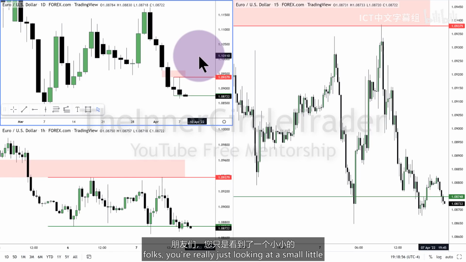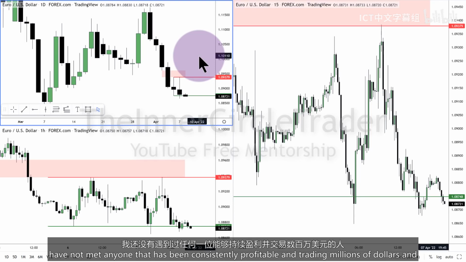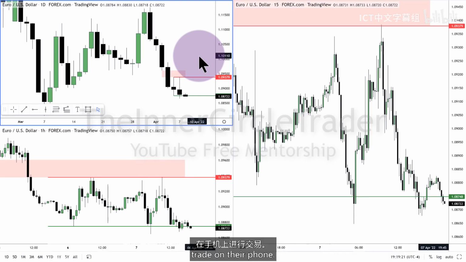If you don't do that, folks, you're really just looking at a small little perspective. If you want to have advantages, you do it with a computer screen. Okay, if you want to be handicapped, then obviously try to trade on your phone. I have not met anyone that has been consistently profitable and trading millions of dollars and they trade on their phone. It doesn't work like that, folks. You got to be responsible.